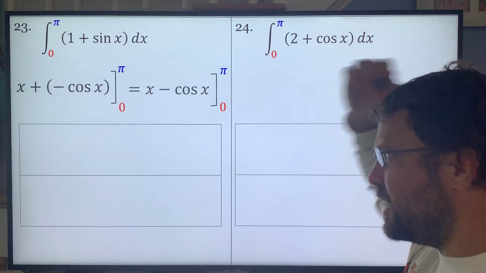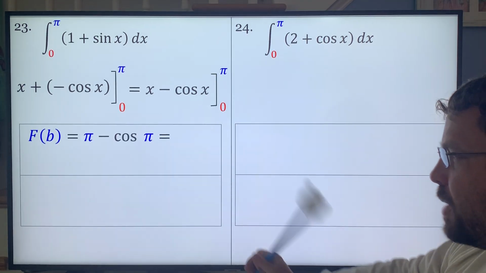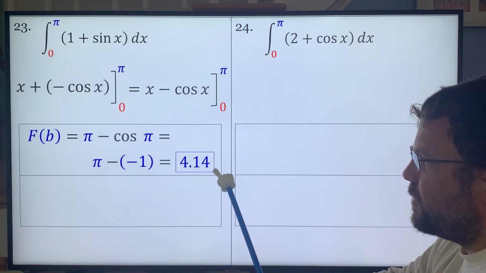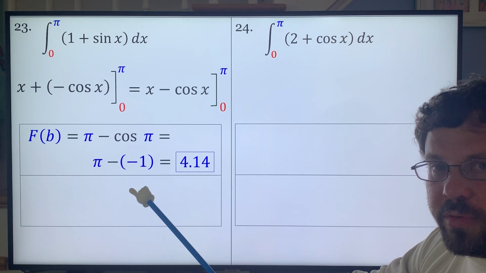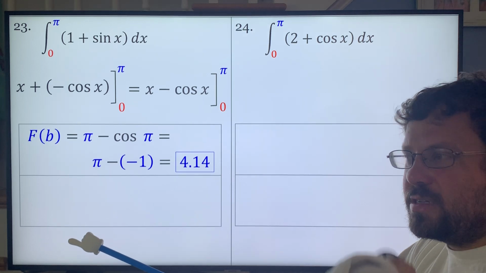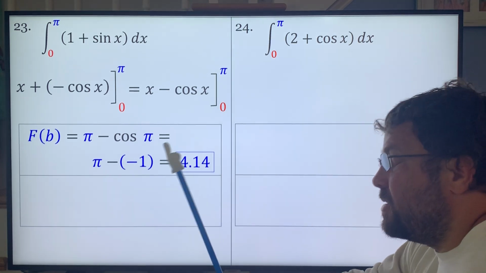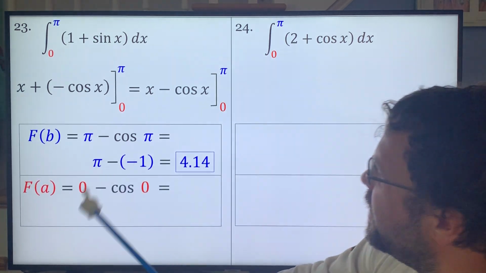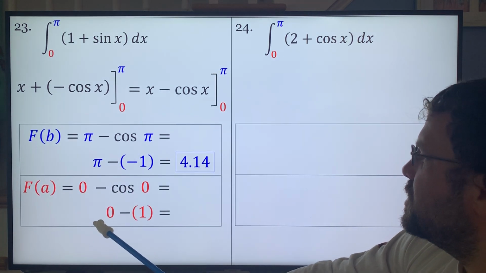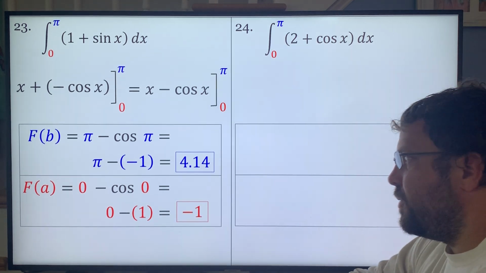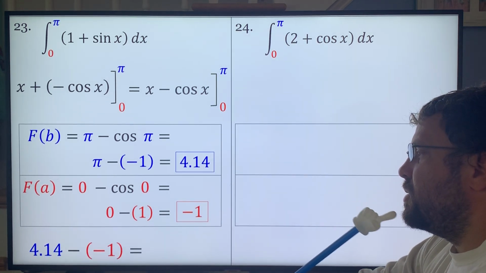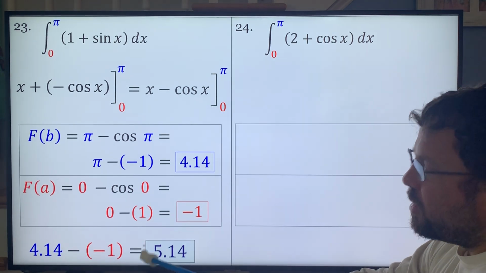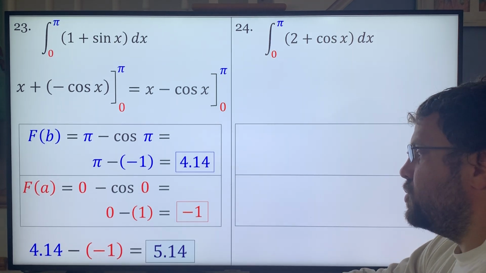I don't like pluses and minuses together. Pi minus cosine pi is pi minus -1, which is pi plus 1, which is 4.14, because pi is about 3.14. I round to the 100th place just because I like to. If you want to round a little higher, it's fine. You don't really want to go to the 10th because you want to be a little more accurate. F of a is 0 minus cos 0. 0 minus 1 is -1. So 4.14 minus -1 is 5.14, or it could also be pi plus 2.